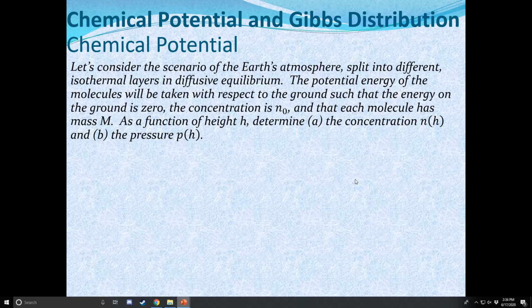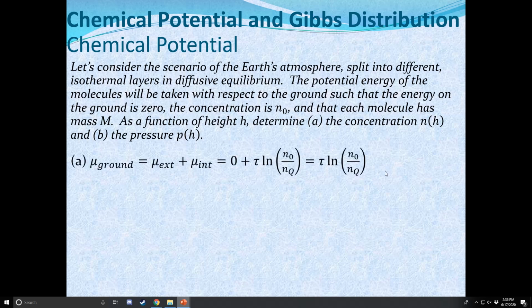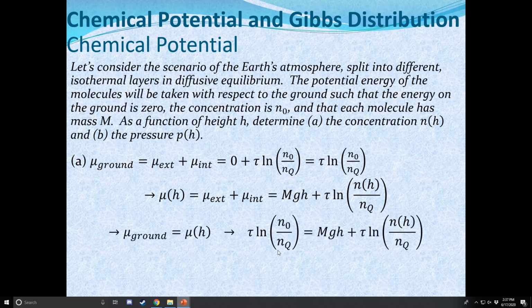So what we're going to say is this, that we know that the chemical potential at the ground is going to be equal to 0 plus whatever the concentration is at the ground. So we have this for the first part. For up at some height, we have mgh being the external gravitational potential, and then the other concentration potential equation. And since it's in equilibrium, we can set them equal to each other. So all we have to do is move this over to here.